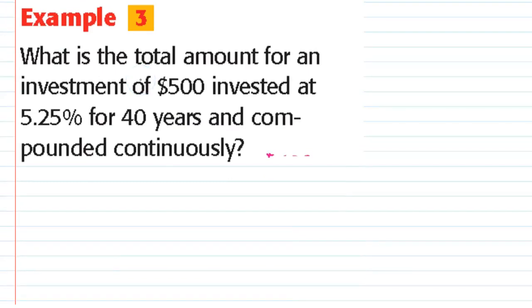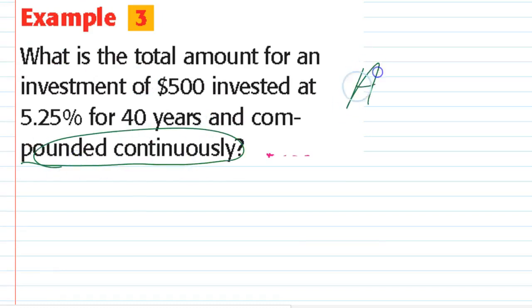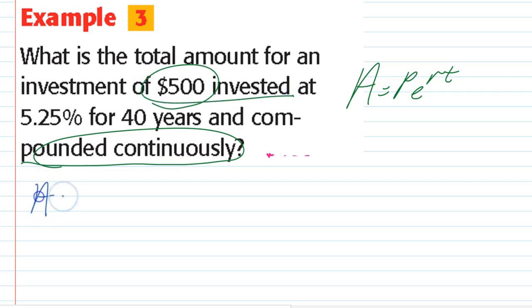Here's another PERT problem. It says what is the total amount of money invested when it's compounded continuously. So we use PERT. $500 is our initial. They want to know our final amount. So the amount is equal to our principal of $500, e to the power of 5.25%. Don't forget to move your decimal place twice.